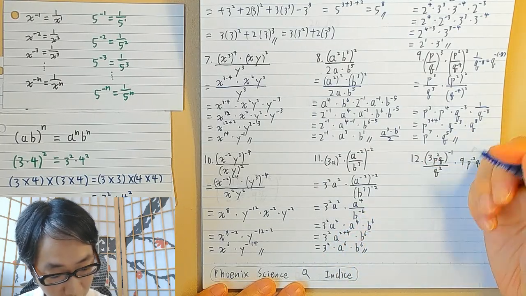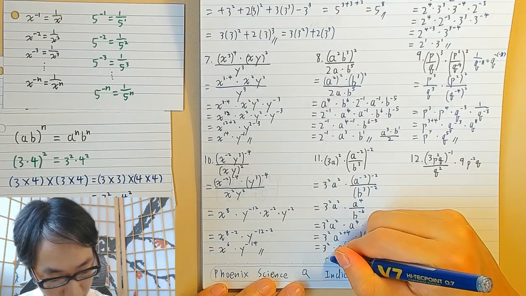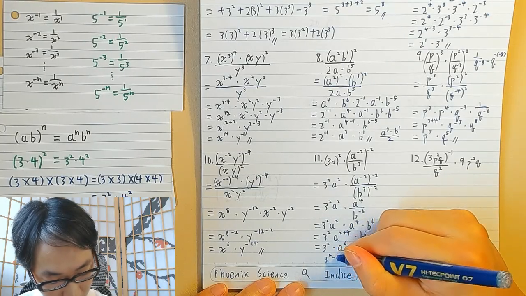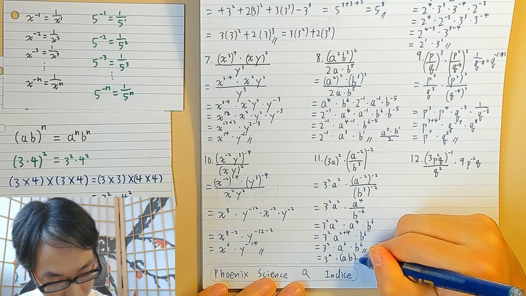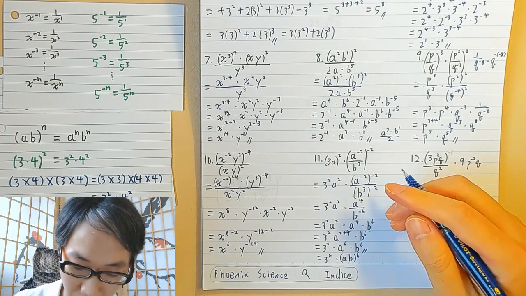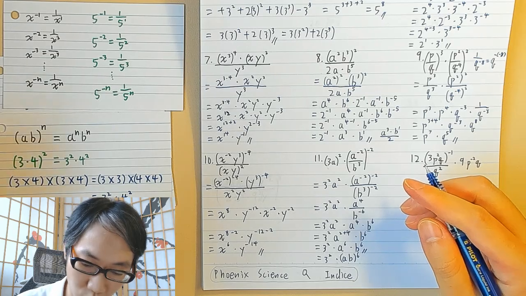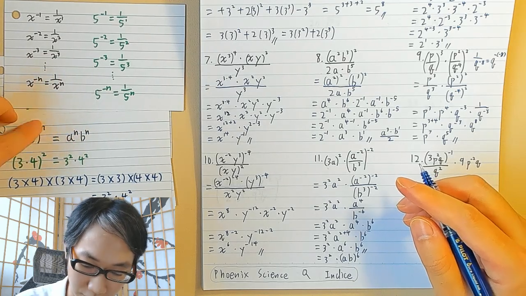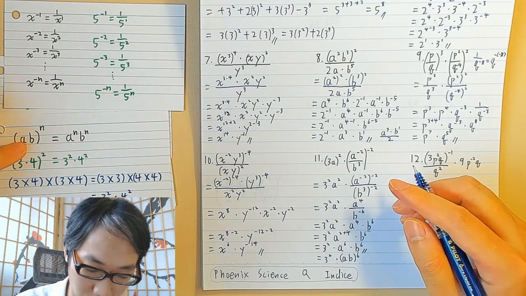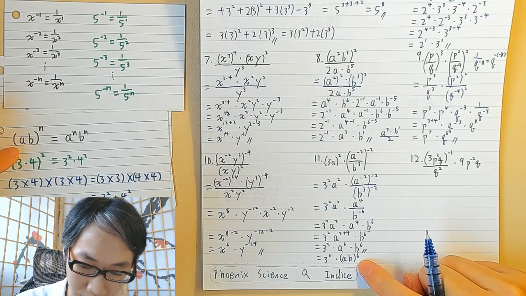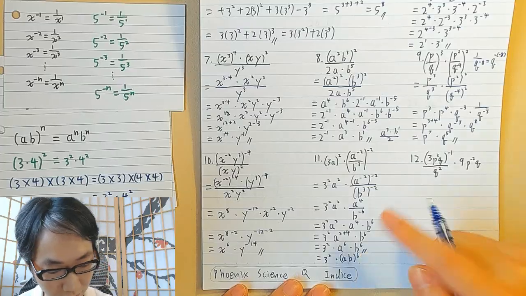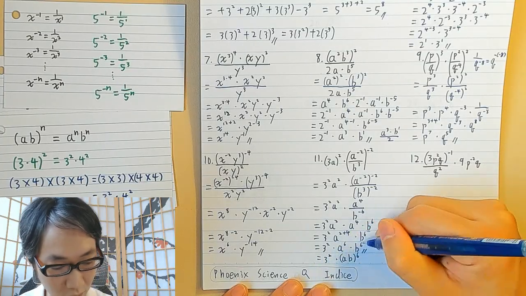We can do one more step. Can we do 3 squared times ab to the power of 6? And we can. This is like doing the reverse of this. So from right to left, we undistribute the 6. But in this form, this one is fine.